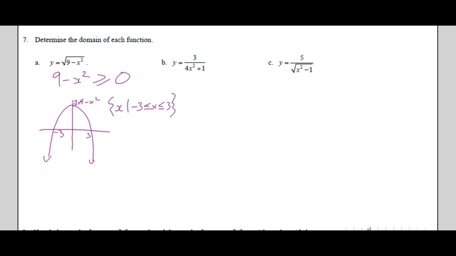Oh, wait, that's ugly notation, isn't it? How should we write that? Let's use brackets. So what kind of bracket do I start off with? Square one. Square one. And then what? Way better, isn't it?